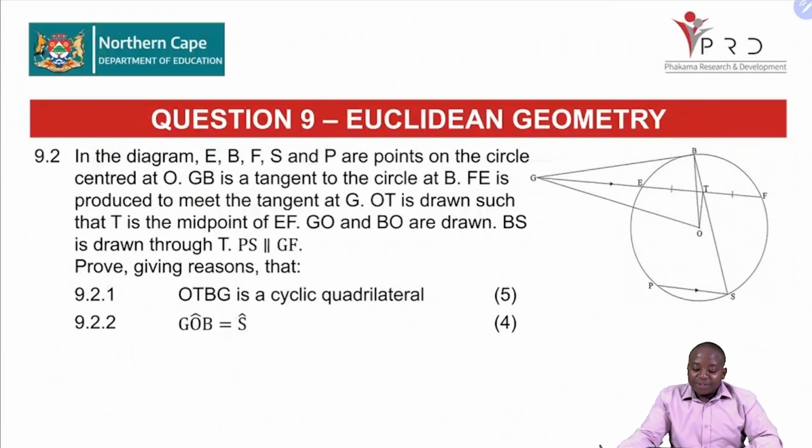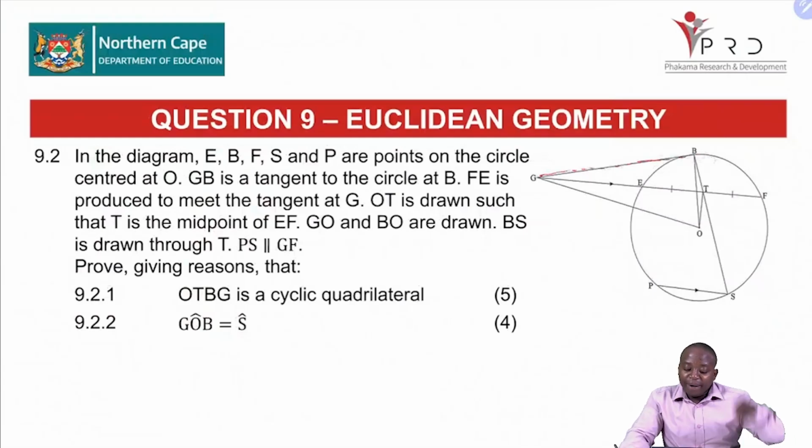Welcome back, grade 12. Let us now discuss the solutions to this activity. Now, what are we saying? We are told that in the diagram, E, B, F, S are points on the circle, centered at O. GB is the tangent to the circle at B. So we are told that this is a tangent.